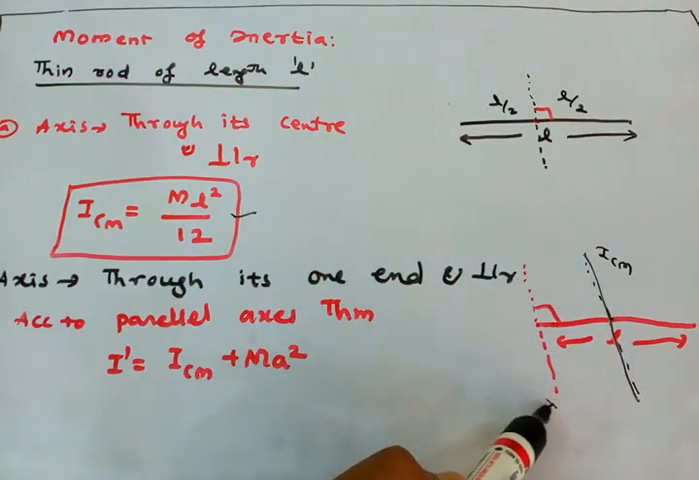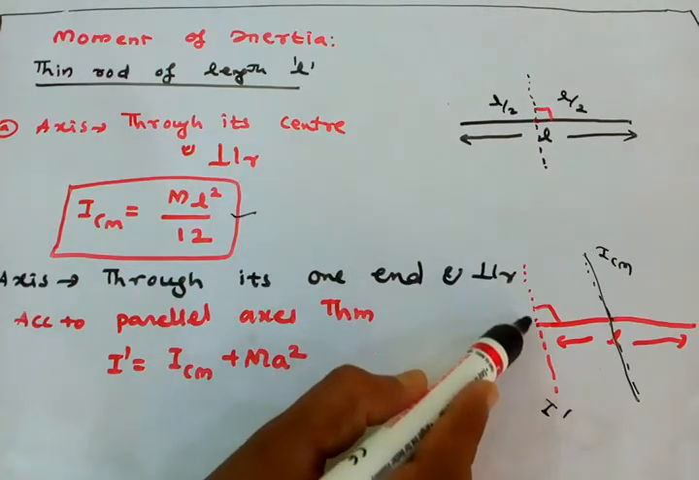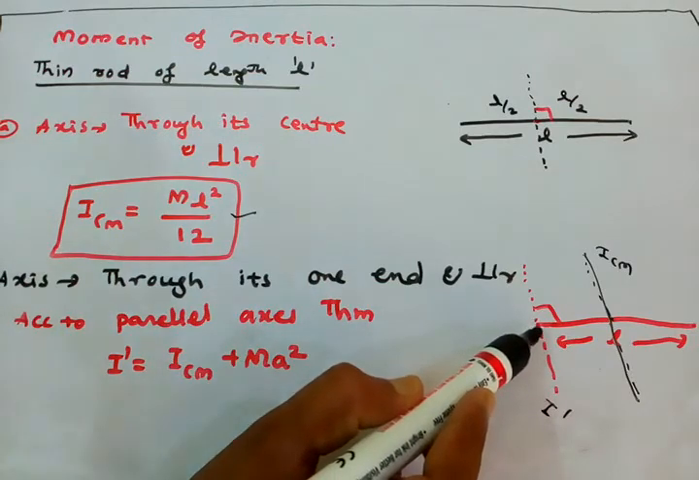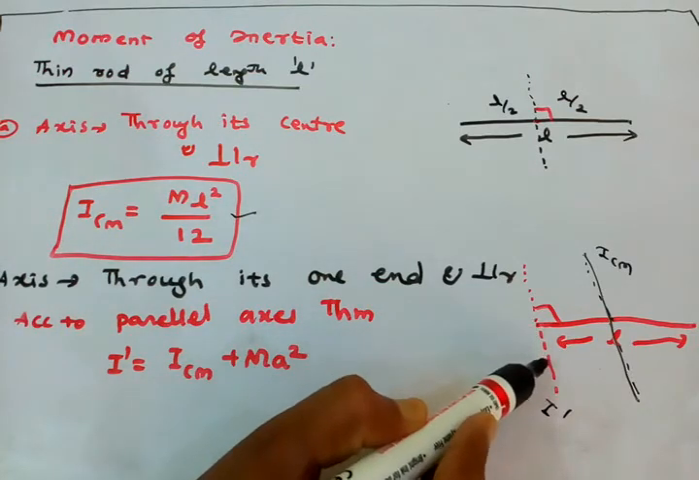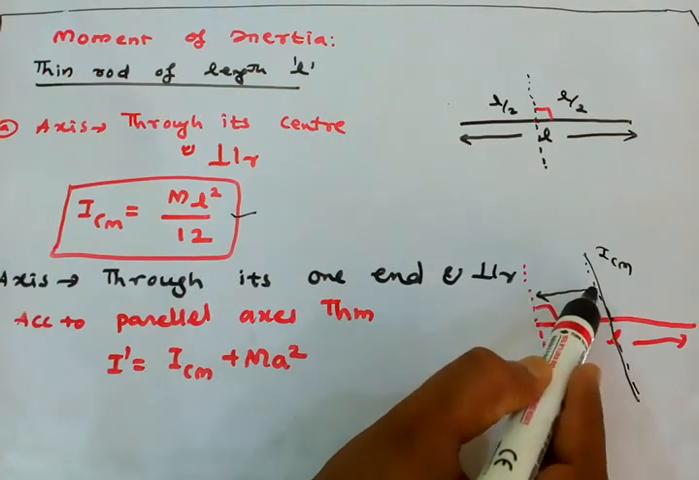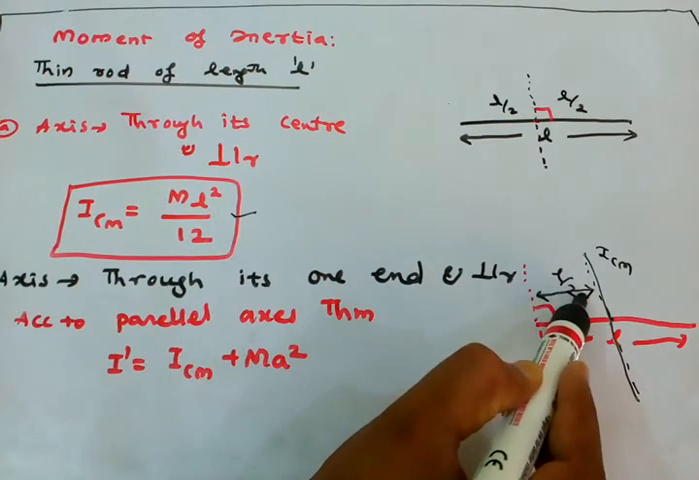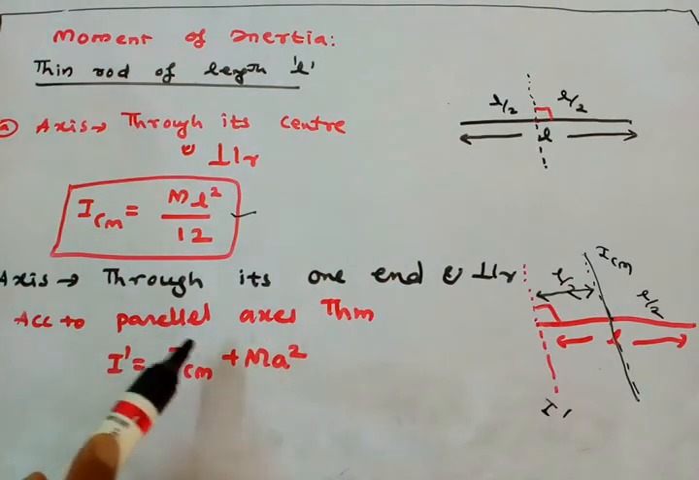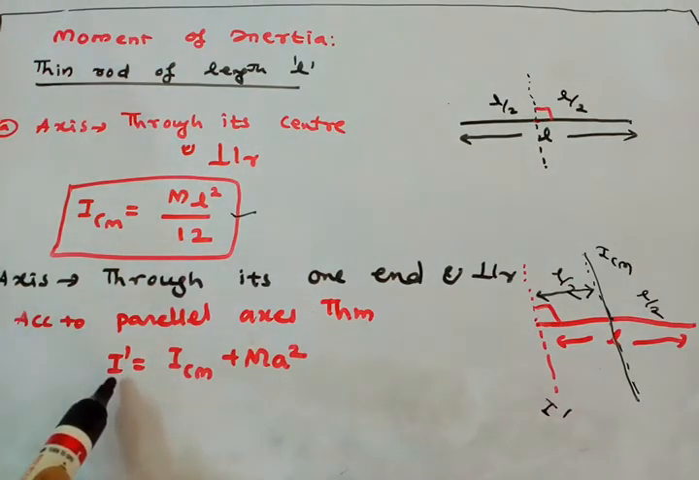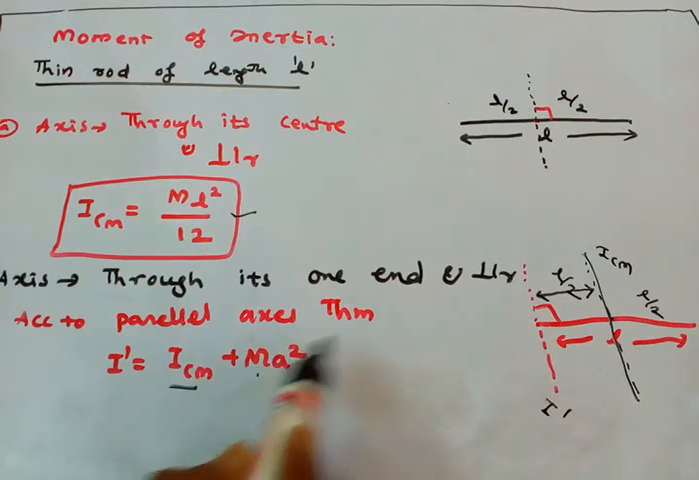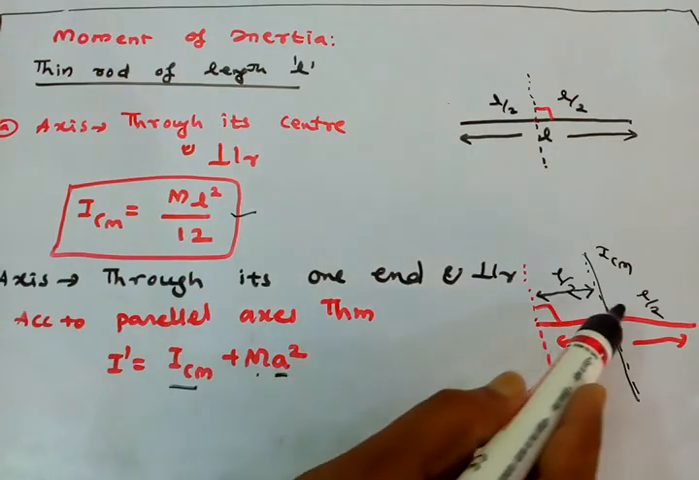We have to find the moment of inertia at one of its ends. We already know I_CM. The distance between these two axes is L by 2, and the remaining part is also L by 2. So we use the parallel axis theorem: if you want to find the moment of inertia about any axis, it is equal to I_CM plus M A square. Here M is the mass of the rod, and A is the distance between the two axes.